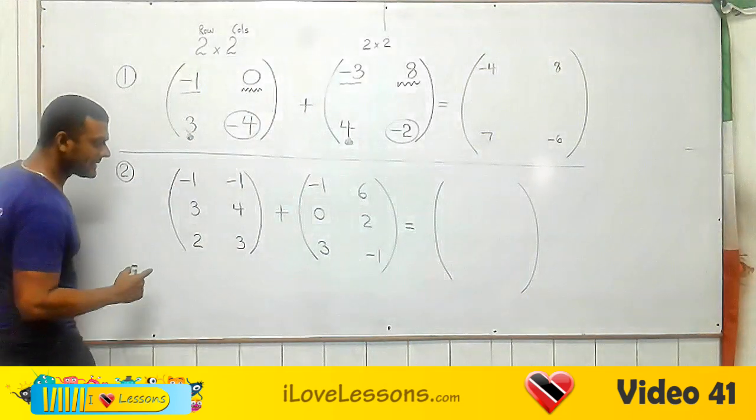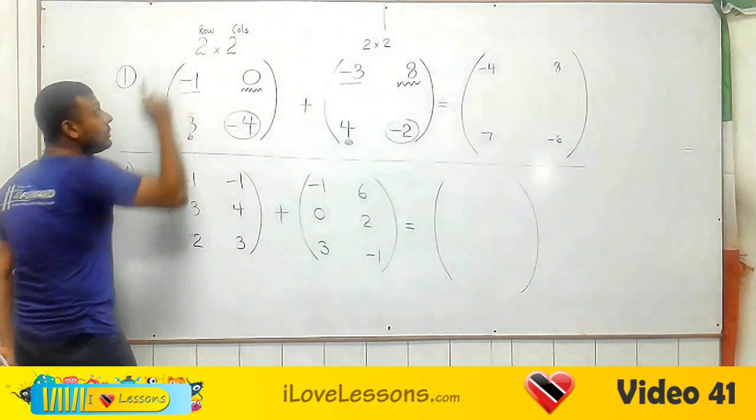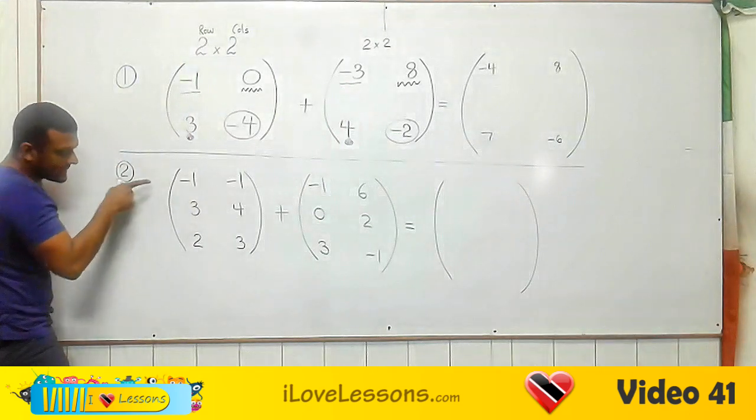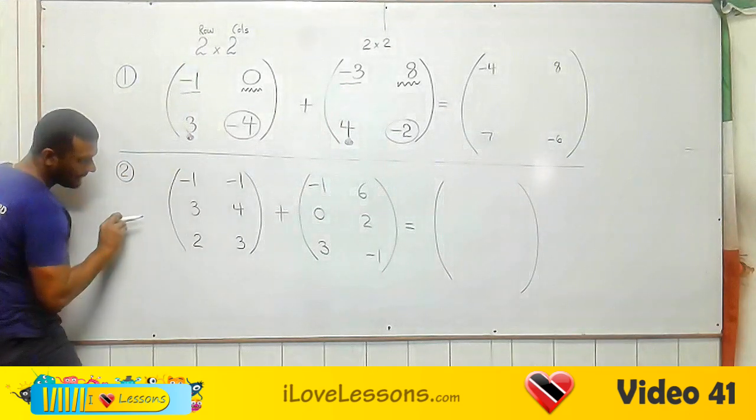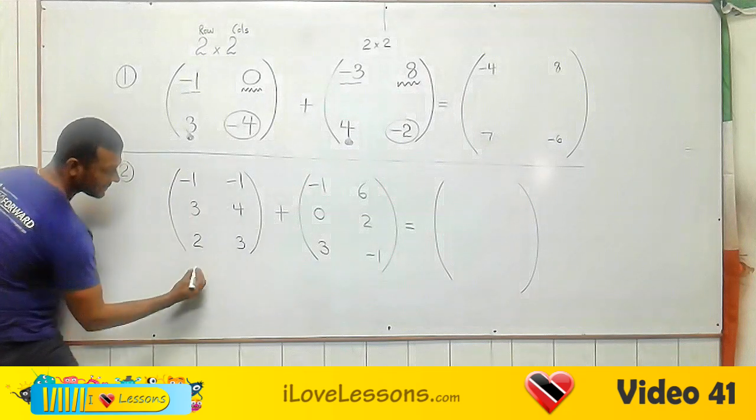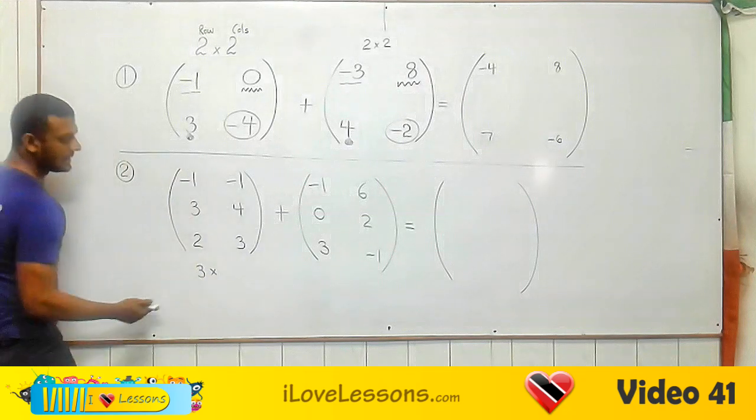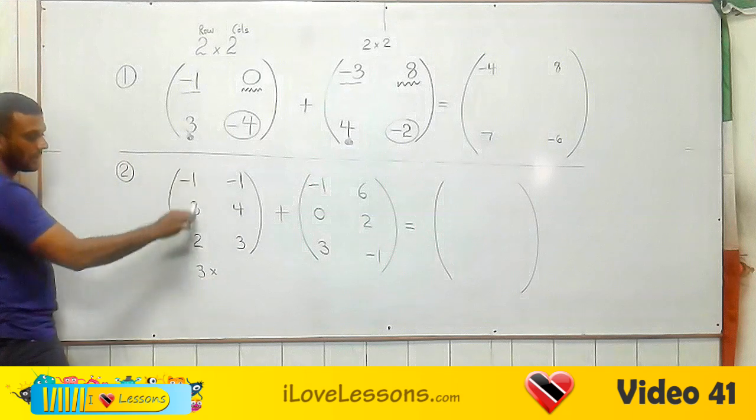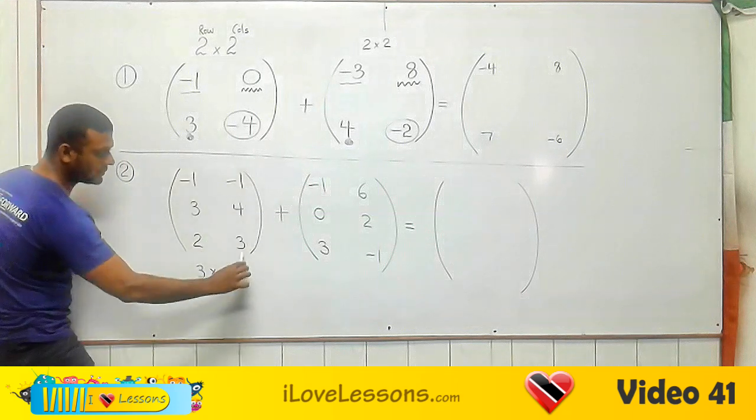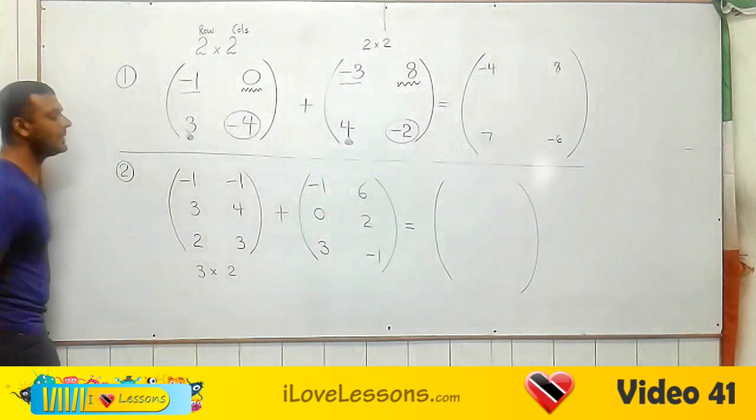So what's the size of this matrix? Remember, we need to call who first? The rows. How many rows does it have? 1, 2, 3. So this is a 3, that's the rows. And how many columns does it have? 1, 2. So this is a 3 by 2 matrix.